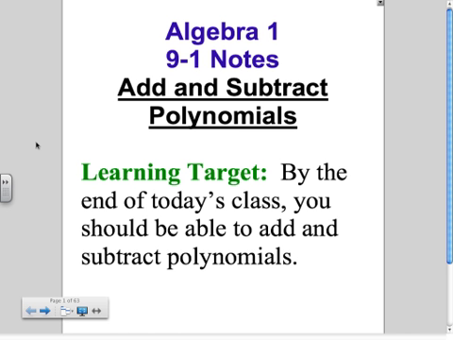So today we're going to discuss the first section here in Chapter 9, which involves adding and subtracting polynomials. Given the nature of the section, the goal by the end of this video and by the end of class tomorrow, or the next time I see you, is that you should be able to add and subtract polynomials, which you may or may not already be familiar with.